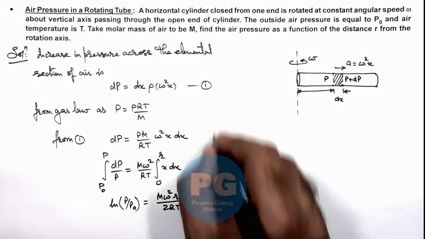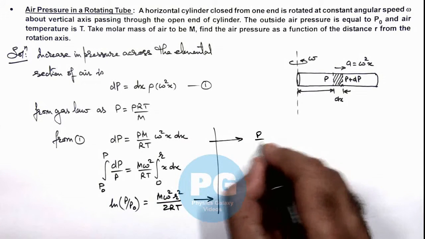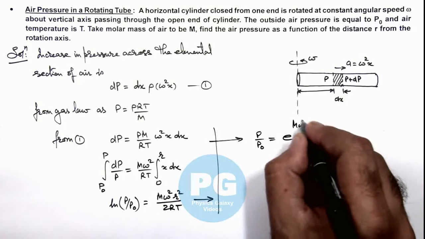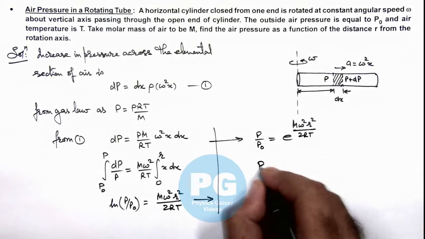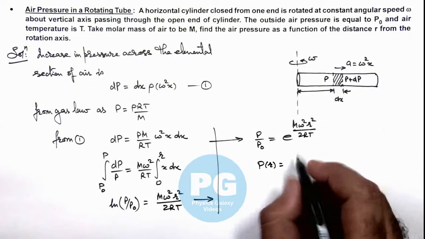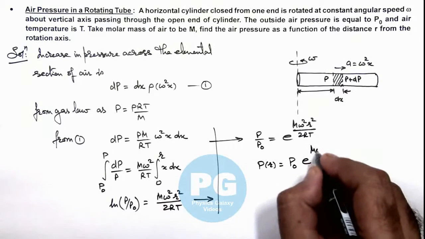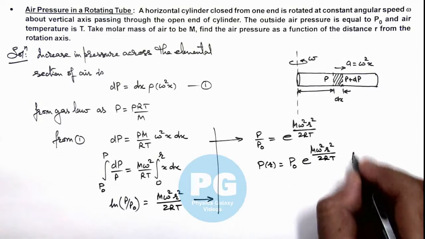And from here, if we take the antilog on both sides, P by P0 is equal to e to the power M omega square r square by 2RT. So we are getting the gas pressure as a function of r. We can also write this as P of r is equal to P0 e to the power M omega square r square by 2RT. This is the final result of this problem.